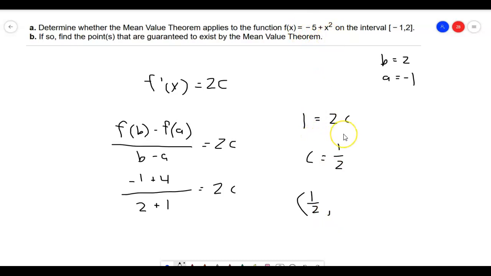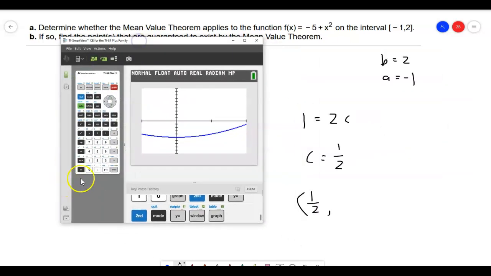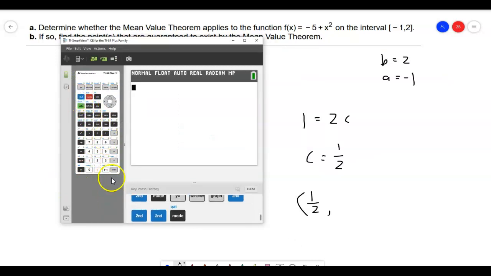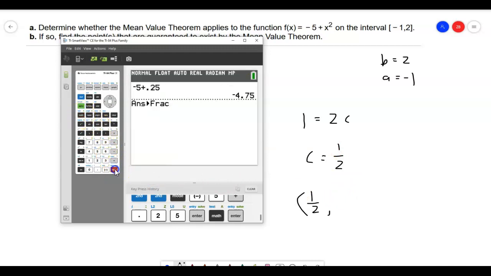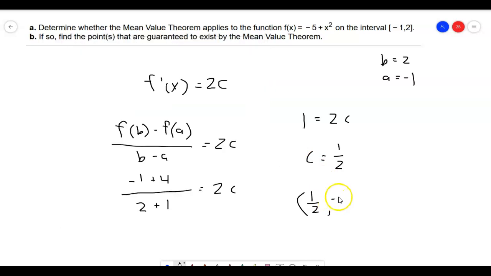So -5 plus 1/4 is going to be, I don't want to do that in my head right now, so let's go to the calculator. So -5 plus 1/4, 0.25. All right, -4.75. Let's put that in fraction form. There, -19/4.